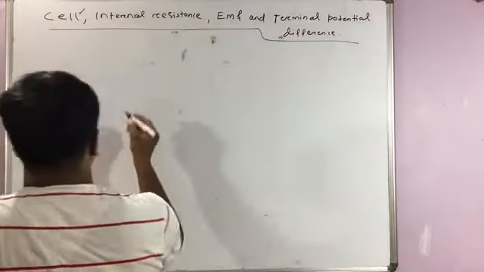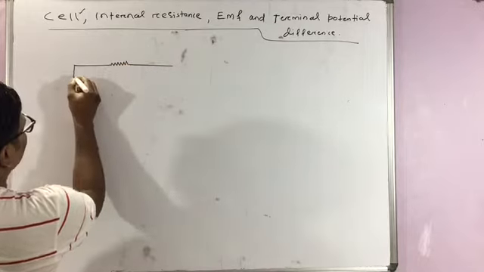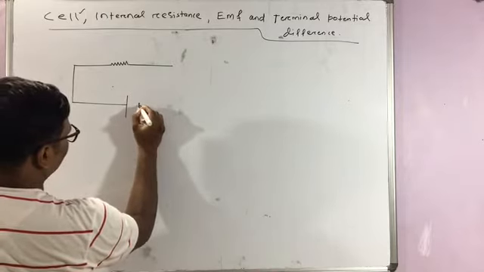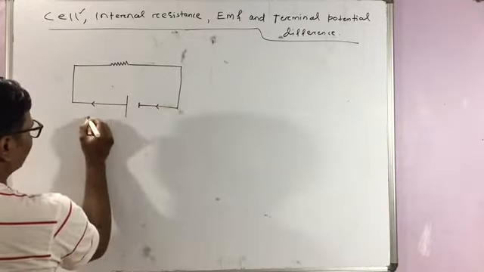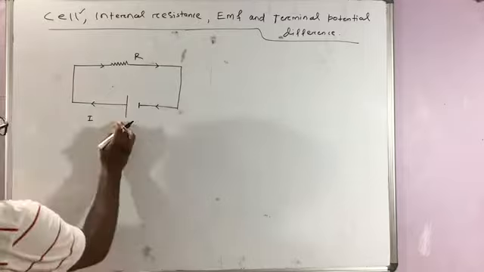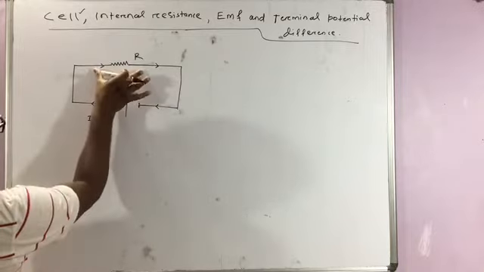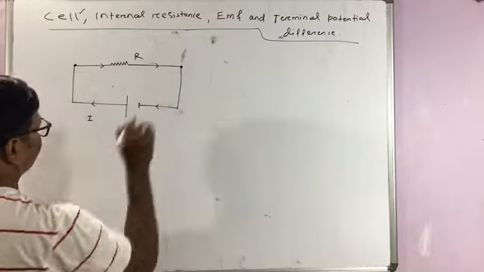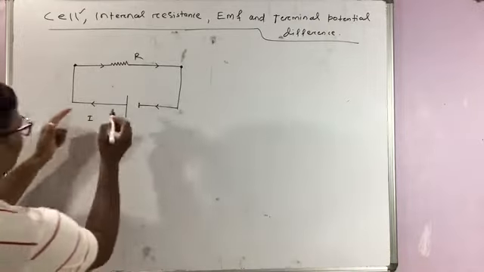Like, suppose you have a resistor with you and you have a battery with you. The purpose of this battery is to send a constant current flowing through this resistance R. To maintain a constant current in a circuit, the cell has to provide a constant potential difference across the ends of this resistance. So the purpose of a cell is to maintain a constant potential difference across its ends.